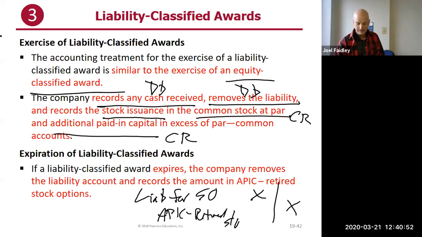So they kind of end up in the same place, liability based if they expire. And same way if they're exercised, you end up with what? A credit to common stock at par and a credit to additional paid-in capital. So the end result is the same for these stock options because they are stock options. It's just, are you handling it through the equity-based method or equity classified method or through the liability classified method?